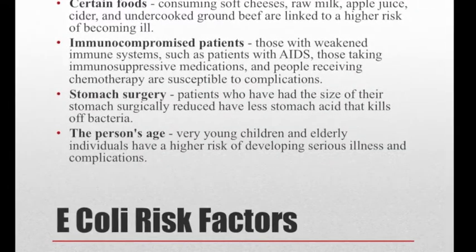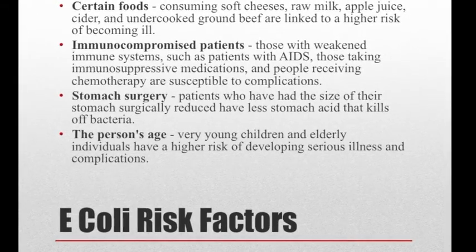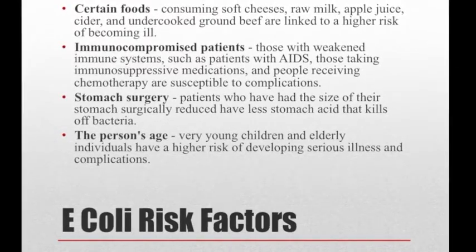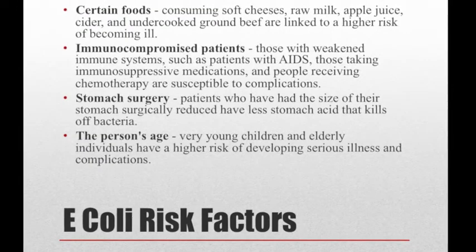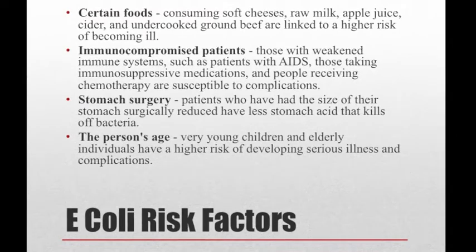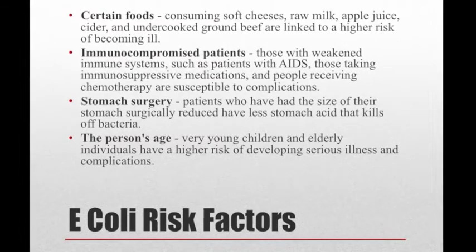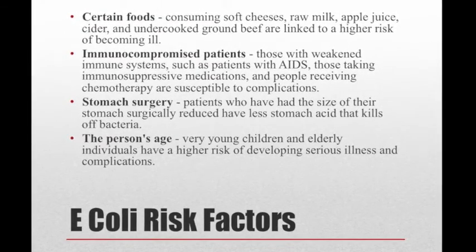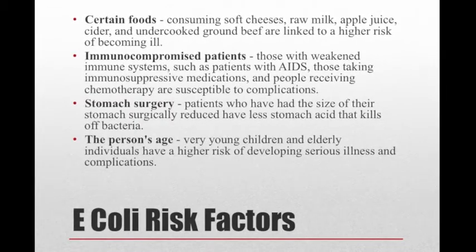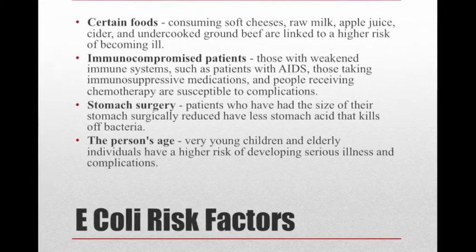Certain risk factors can increase somebody's chance of being infected with E. coli. Certain foods, such as consuming soft cheeses, raw milk, apple juice cider, and undercooked ground beef, are linked to higher risk of becoming ill. Immunocompromised patients, as in those with weakened immune systems, such as patients with AIDS, those taking immunosuppressive medications, and people receiving chemotherapy, are also susceptible to complications. Stomach surgery patients who have had the size of their stomach surgically reduced have less stomach acid that kills off bacteria. And age: very young children and elderly individuals have a higher risk of developing serious illnesses and complications.